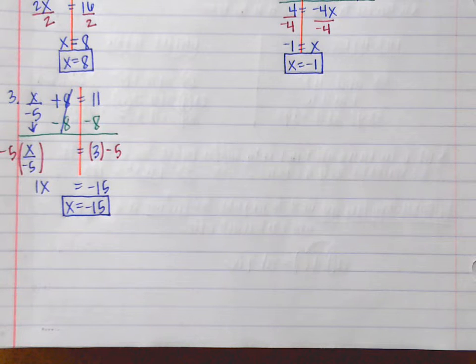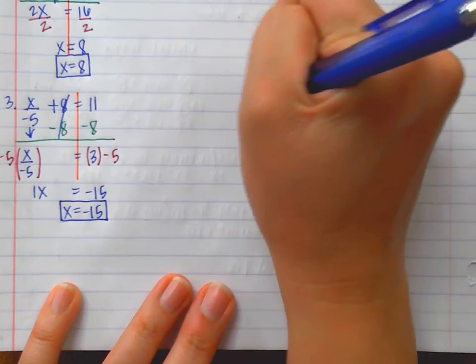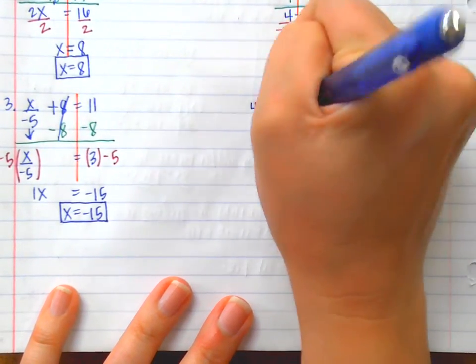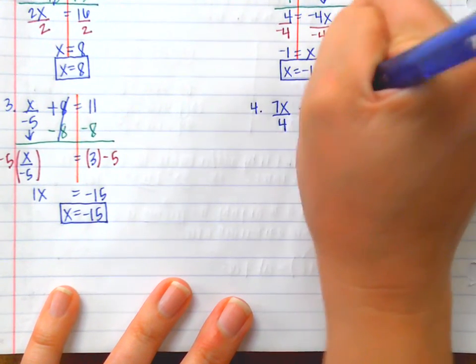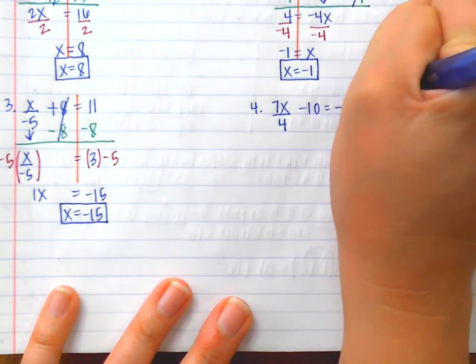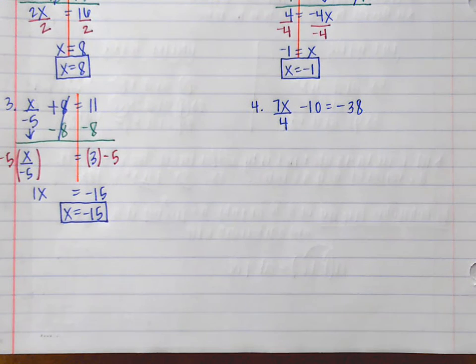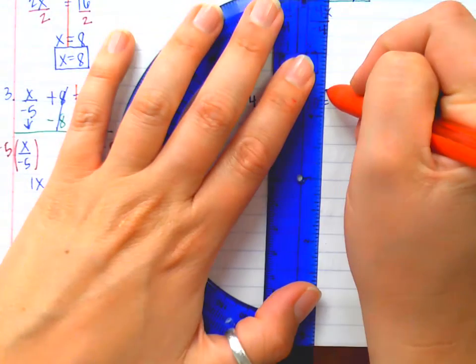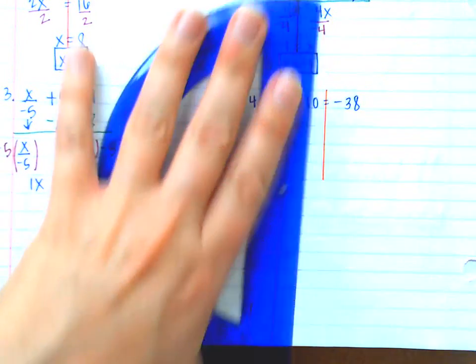Okay, let's move on to our fourth example here. So number 4, 7x over 4 minus 10 equals -38. This is actually going to be a three-step equation, but still kind of hand in hand. So first thing I'm going to do is draw my line down the equal sign. I just like to do that to keep myself organized.